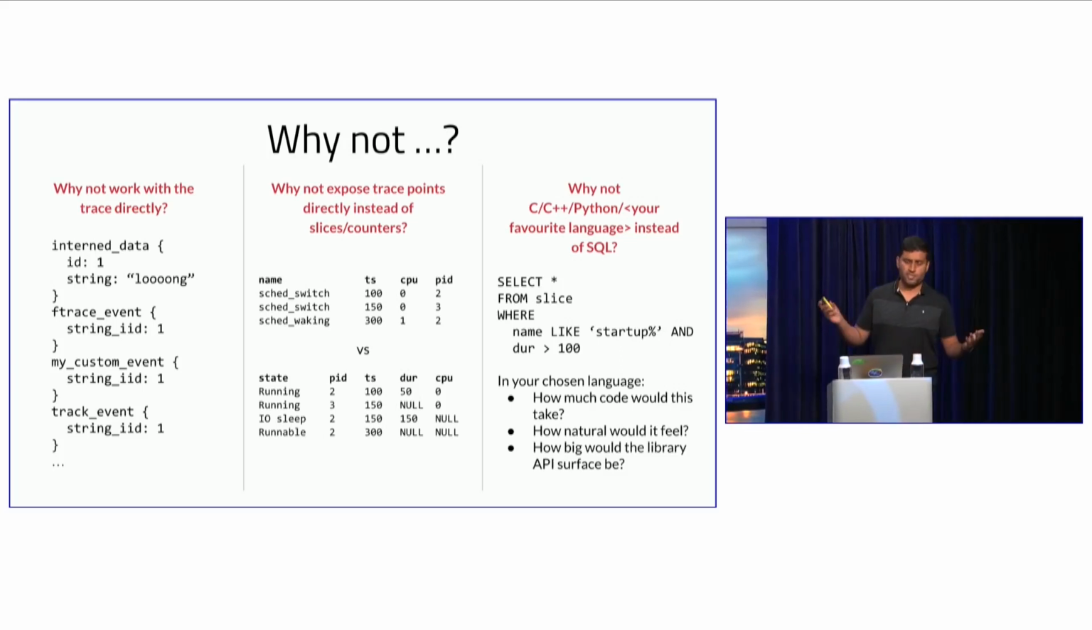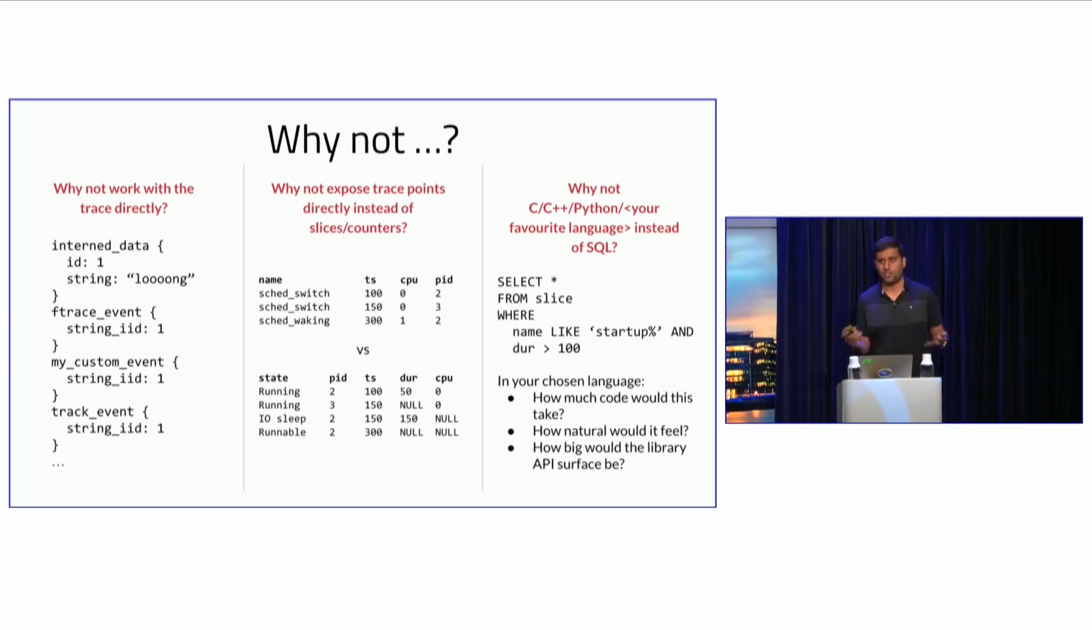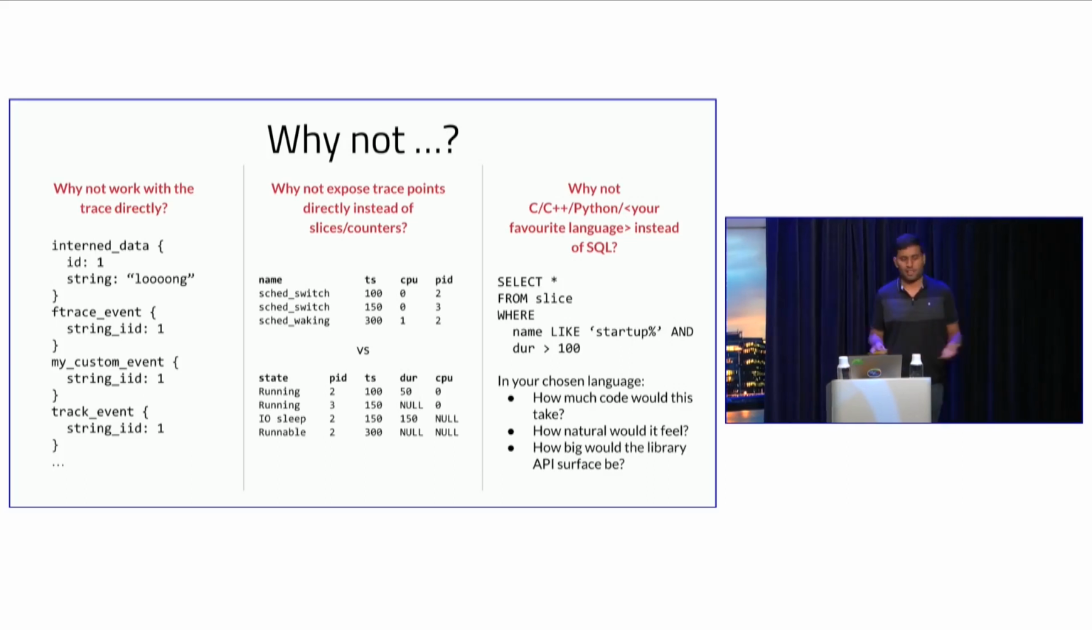The other question is, why not expose the raw trace points? Why are you massaging the data at all? Maybe people just want to look at the raw data. My answer to that is, if you're a kernel developer, maybe that's true, you actually care about the trace points. But for the average developer that we're targeting, which is your average Android engineer or your average app developer, they don't really care about the details. All they care about is: is my thread running? Is my thread not running? That sort of thing, right? So it's better to massage data into that format.